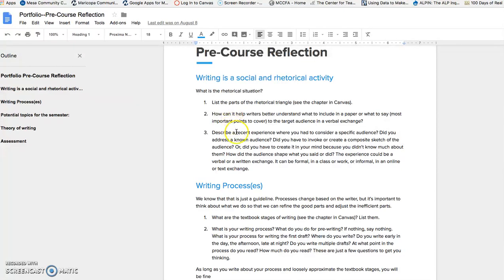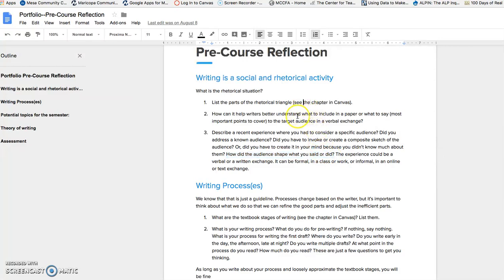And the third part of number 1 is describe a recent experience where you had to consider a specific audience and how you adjusted your writing to them or your speaking to them. The key to this one is, how did the audience shape what you said or did? So for this first chunk of answers with the writing as a social and rhetorical activity, 250 words total for all 3 combined. So that's going to be about a page, give or take. I'm not concerned with it being exactly 250 words. You don't have to word count, but I want you to be in the ballpark and develop your ideas.